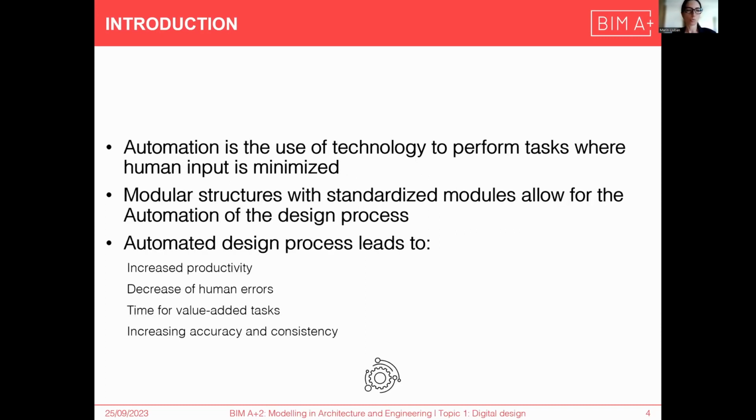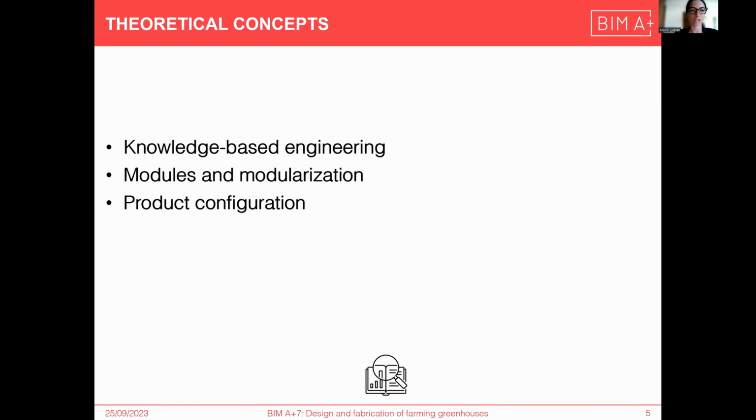According to IBM's definition, automation is the use of technology to perform tasks where human input is minimized. Modular structures with standardized models allow this kind of optimization. Automated design process can lead to increased productivity, decrease of human errors, time for more value-adding tasks, and increased accuracy and consistency. So to closely understand the case study, first we have to explain some theoretical concepts.